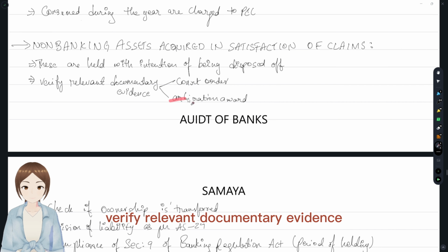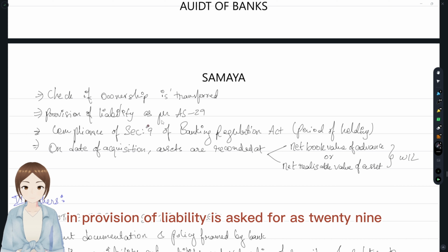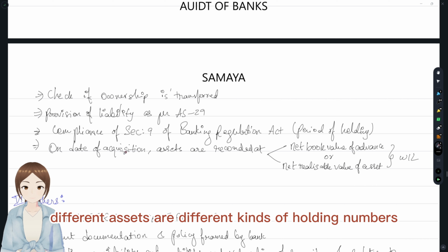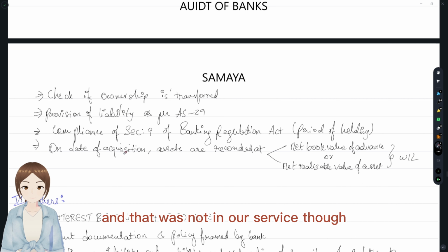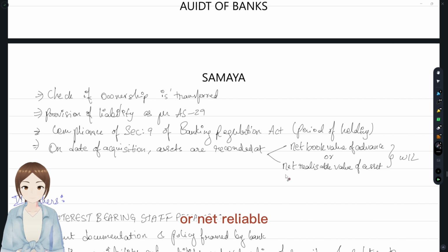Verify relevant documentary evidence like a court order or arbitration award, and check whether ownership is transferred or not, and provision of liability is as per AS 29, and compliance with Section 9 of the Banking Regulation Act with regards to the period of holding, till how long they could hold. Different assets have different kinds of holding limits, and that was not in our syllabus. On the date of acquisition, assets are recorded at the net book value of the advance or the net realizable value of such asset, whichever is lower.